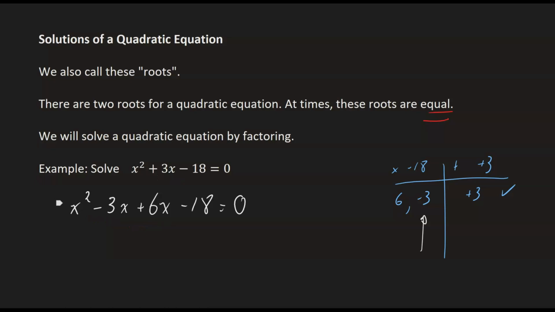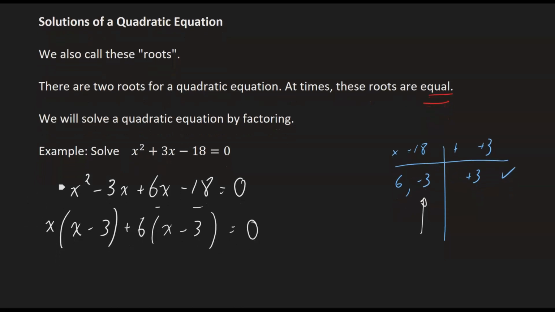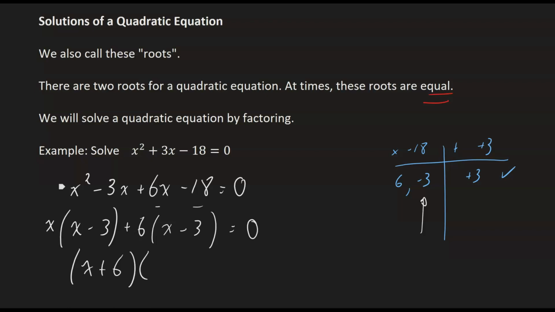Now I factor the first two terms, find a common factor in the first two terms, and that is x. I'm left with x minus 3. Look at the second two terms, find the common factor, and it is plus 6, actually, 6 and x minus 3. It's still equal to 0. Which means we have x plus 6 and x minus 3 equals 0.